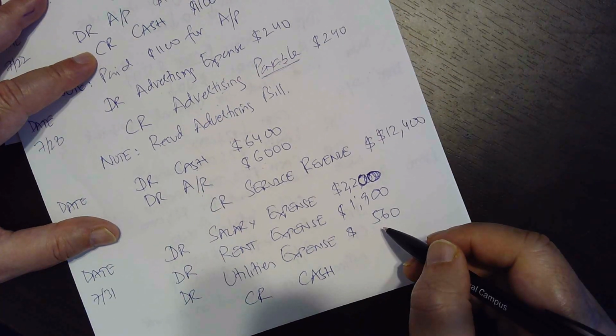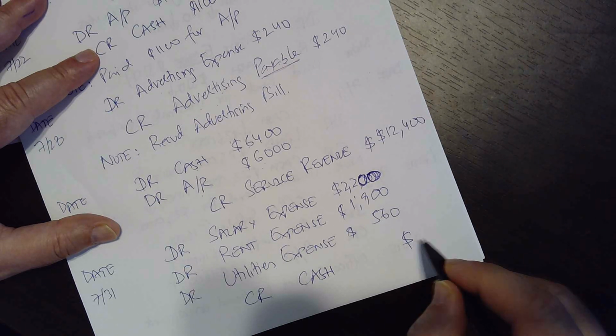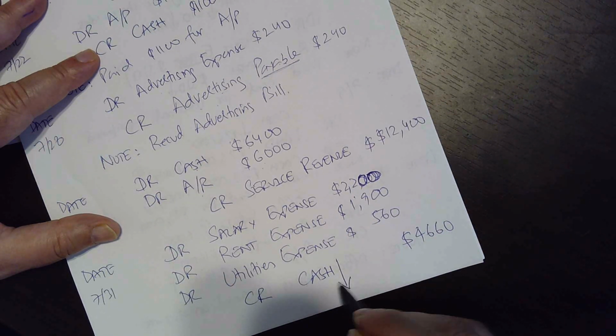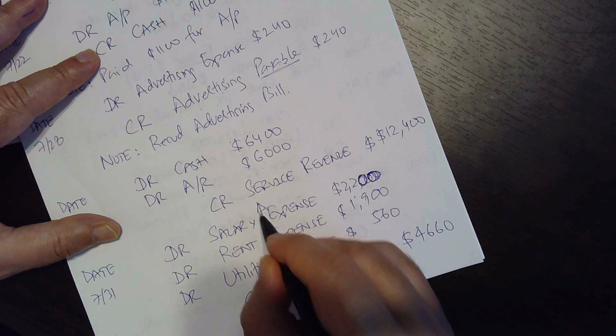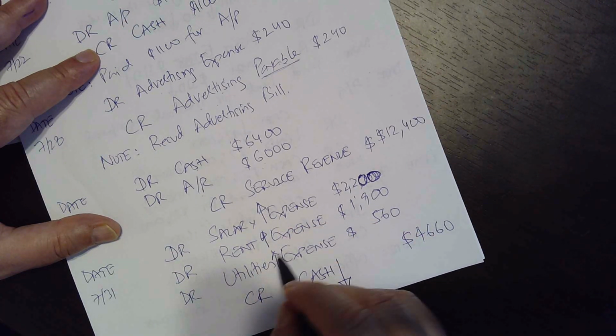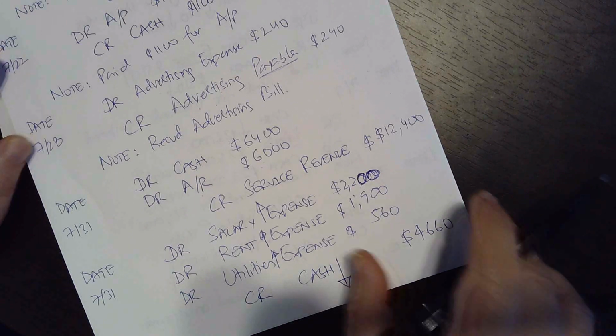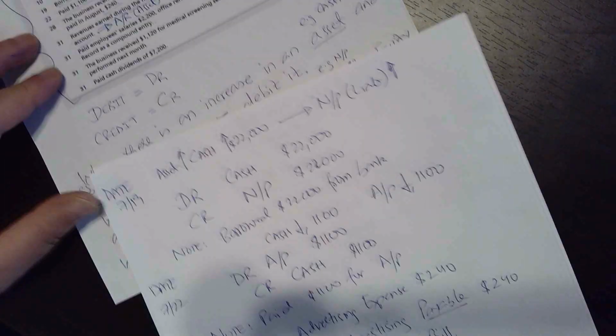So that means this much cash is going down. If we do the total of these three, we come across a total of $4,660. So the cash is going down, but our expenses are up. So these three expenses, and we had to shell out $4,660. Okay, let's see if we have another transaction.